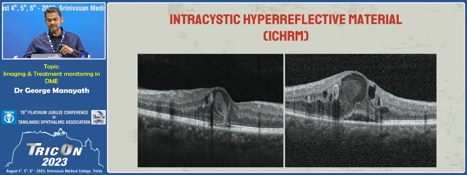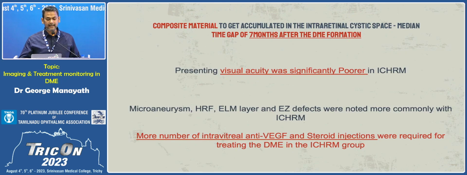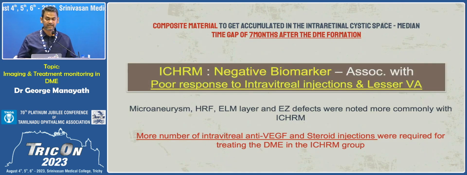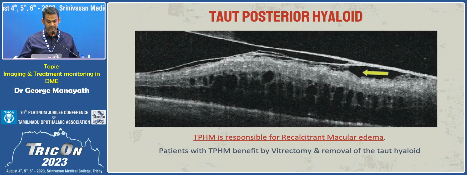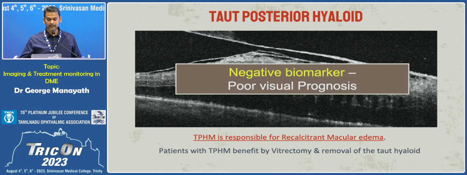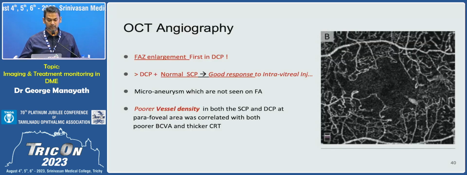This suggests chronicity of 6 months or more and is a poorer biomarker, which suggests a greater number of anti-VEGF injections and even steroid implant injections. So it's a negative biomarker for visual outcome. And taut posterior hyaloid face, already shown by Dr. Naresh, is responsible for recalcitrant macular edema and is a negative biomarker.